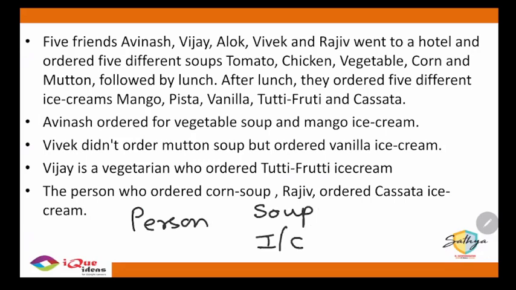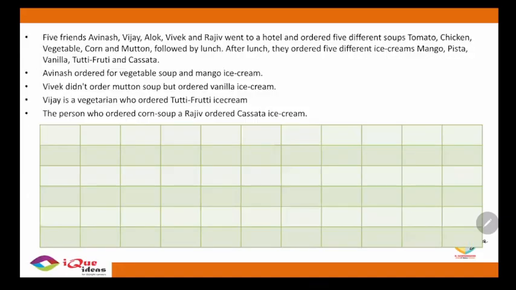But what is the common factor? Person. The common factor is person. The same person has a soup and some specific ice cream. So if I can relate person and soup, and person and ice cream, then somewhere the connection between soup and ice cream will come out. So for such things, 5 versus 5, the best thing to do in this case is to create a table. And because I have 3 criteria, I will create a 2-sided table where in the middle I will put the person. So my 5 people are Avinash, Vijay, Alok, Vivek, and Rajiv.